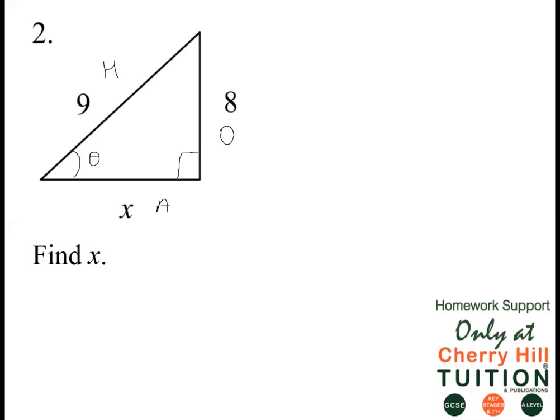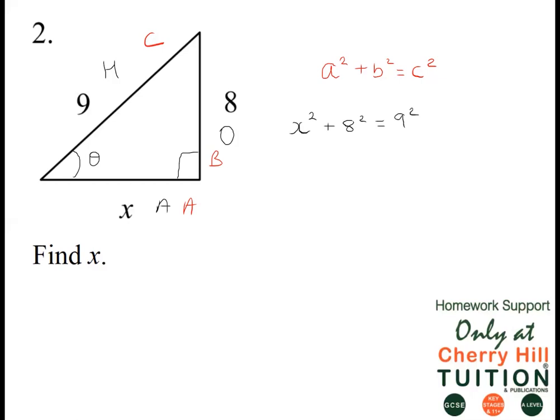Because we've been given two sides and we need to work out the missing side, we need to use Pythagoras theorem. Pythagoras theorem states that a squared plus b squared is equal to c squared. So this is c, this is a, and this is b. Now all we need to do is substitute our values of a, b, and c in order to solve for our missing side. So a is x, so x squared plus b squared, b is 8, is equal to c squared, and c is 9.